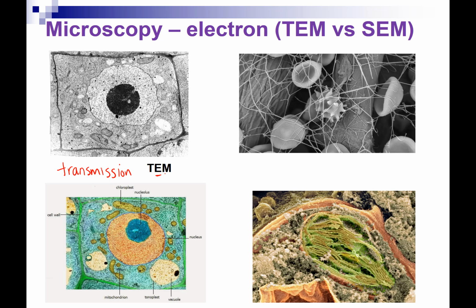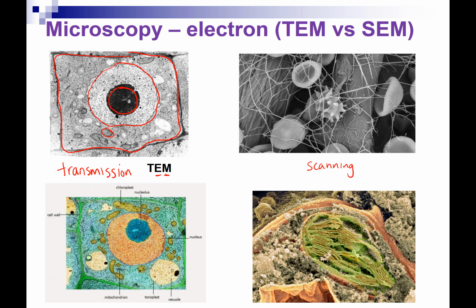Transmission electron microscopy. And there's SEM, which is scanning electron microscopy. What I want you to see is the difference in the details. So here now, this is the outside of our cell. Here is the nucleus. This dark spot in the middle is the nucleolus, which you'll learn is a region in the nucleus.